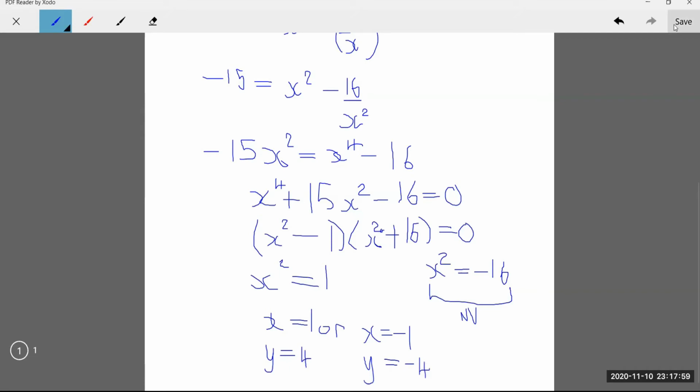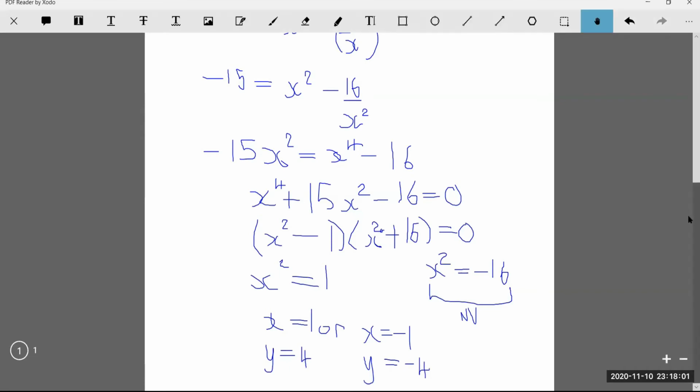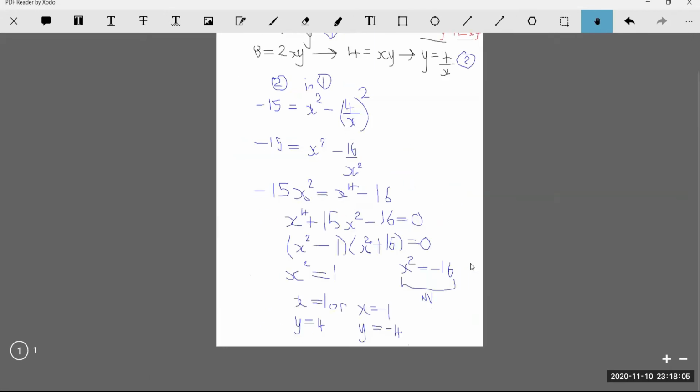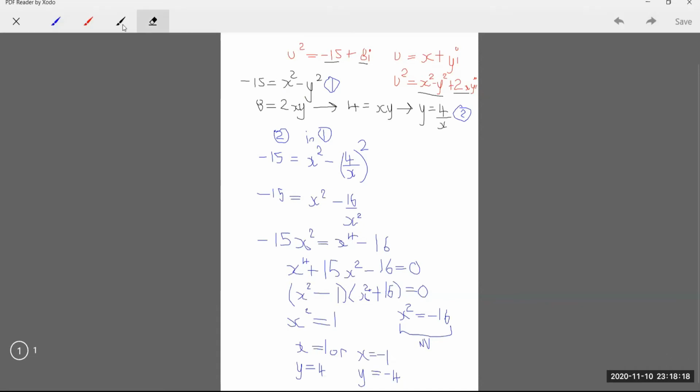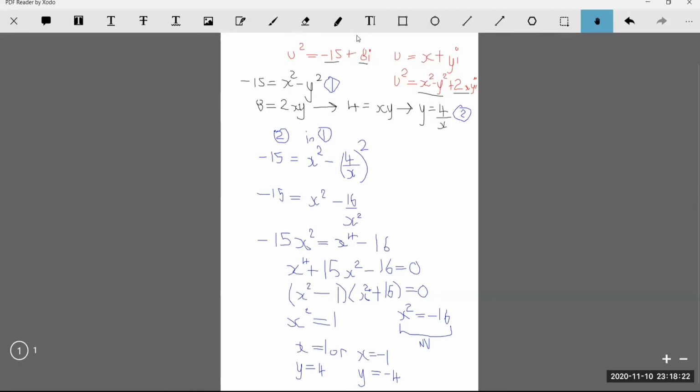All right, so that's what we get. Easy, so now we can write our solution. We have x is 1 and y is 4, x is negative 1, y is negative 4. So let's just put our answer. I'm just going to type it right here.